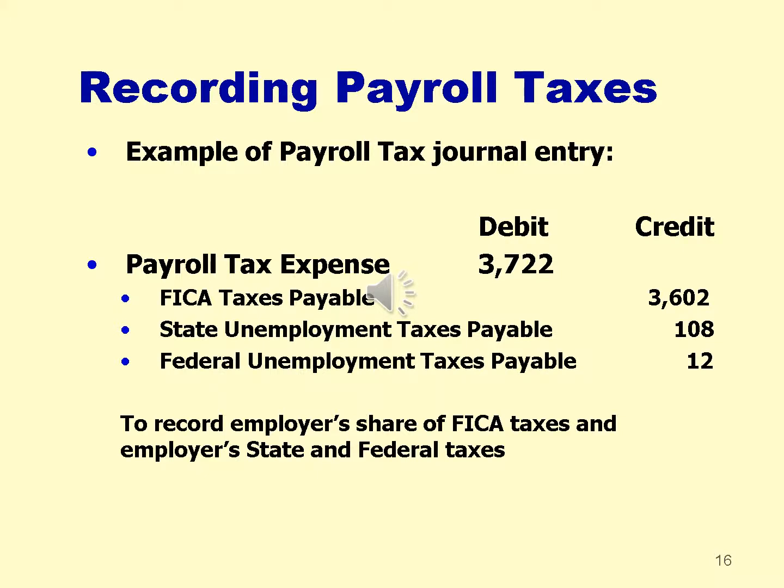Here is the example of the payroll tax journal entry mentioned earlier in this PowerPoint. The payroll tax expenses include the FICA taxes payable, the state unemployment taxes payable, and the federal unemployment taxes payable. This journal entry will record the employer's share of all of these taxes. Remember, state unemployment tax and federal unemployment tax is only paid by the employer. The employee has no responsibility to pay these taxes.